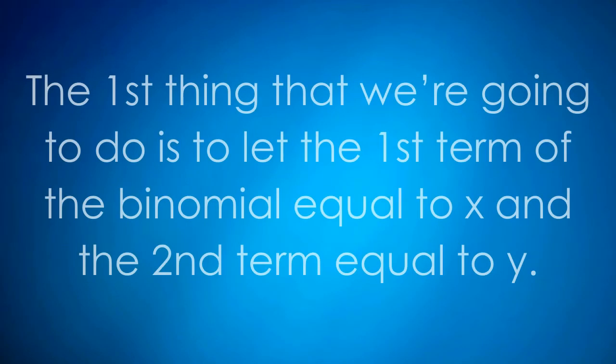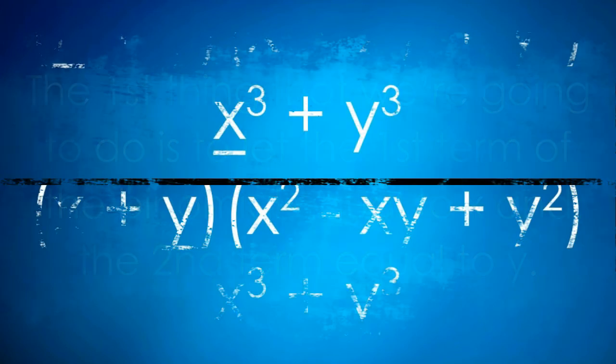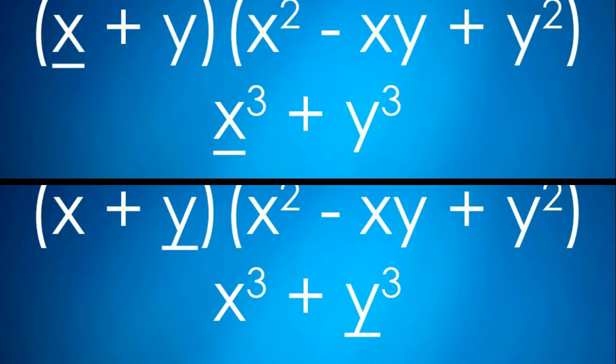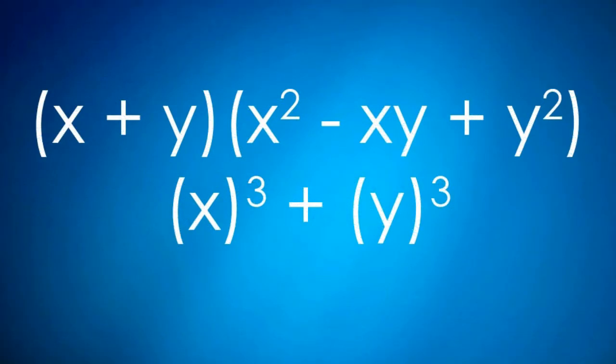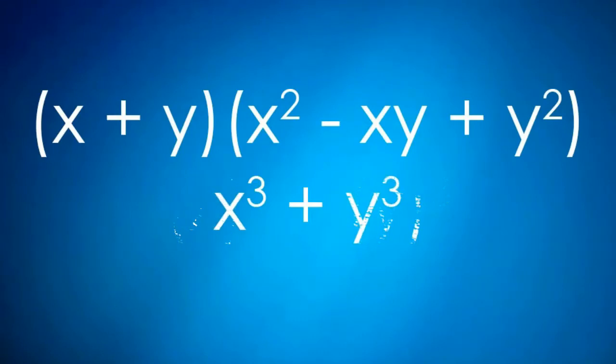The first thing that we're going to do is to let the first term of the binomial be equal to x and the second term equal to y. The second thing is to substitute the first term of the binomial to the x variable and second term to the y variable. After substituting, the equation will be equal to x cubed plus y cubed. Simplifying further, the equation is equal to x cubed plus y cubed. Let's have another example.